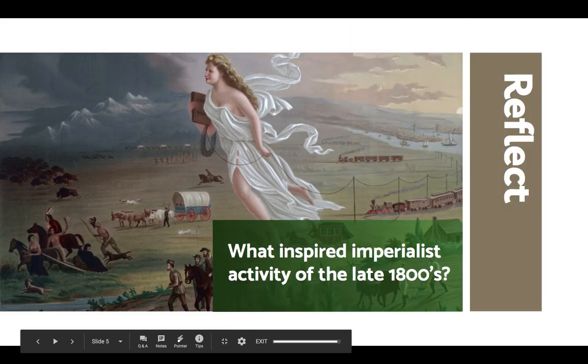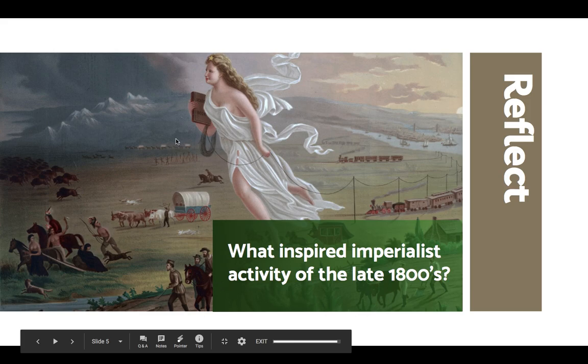Now, this is something to reflect on. It's asking what inspired imperialist activity of the late 1800s. So, think about it. I'm going to give you a few seconds here to consider the question. Hopefully you're thinking economic, political, ideology, and religion.